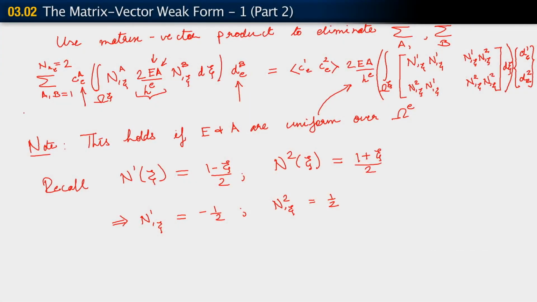Okay, so what that says is that if we look at what we get from that integral that we started out with, it reduces to c_1^e, c_2^e, times 2E A over h^e.